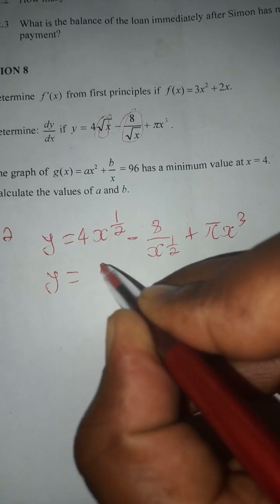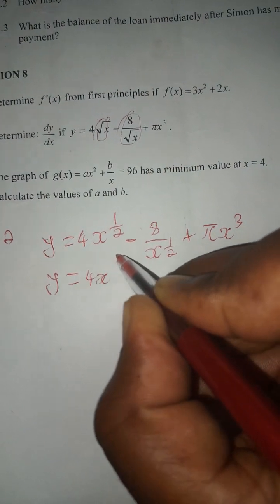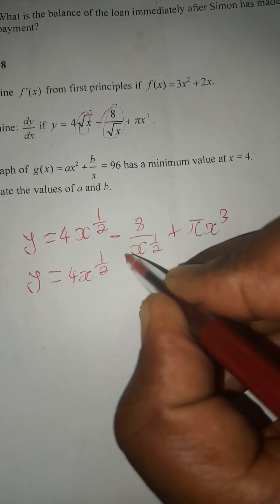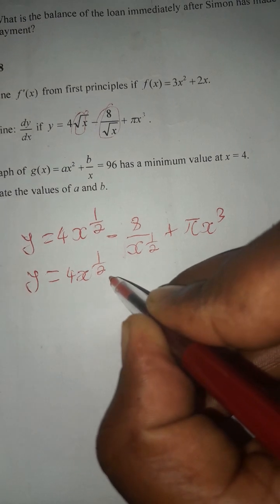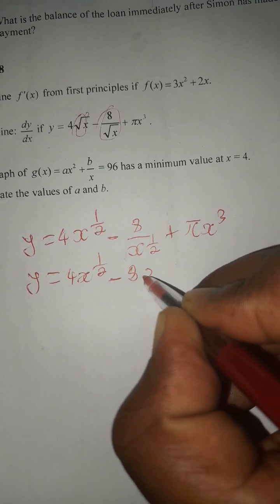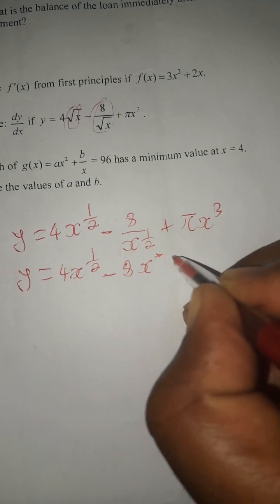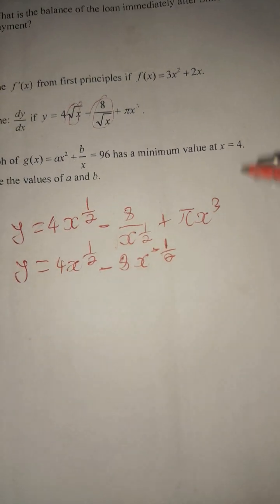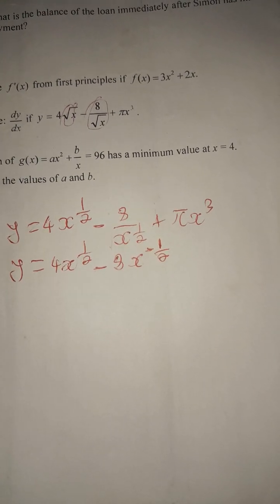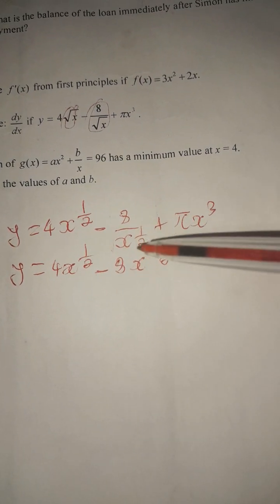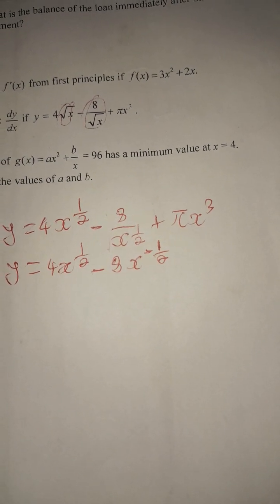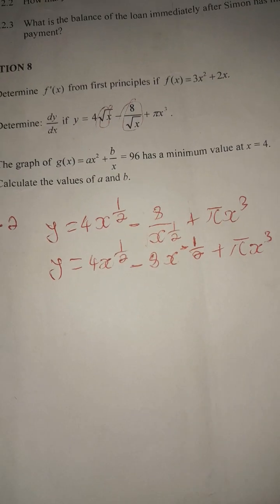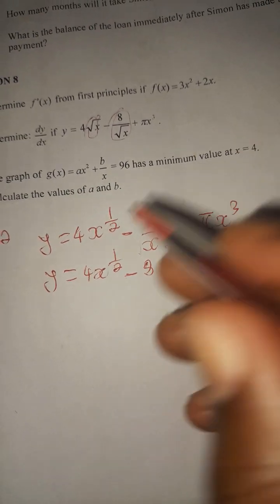So from here, we are on the right track. We have 4x to the power of half. So when it's like this, we divide by the coefficient. 8 divided by x to the half, that will be negative 8. When we take out the division, it's always going to be an inverse, so it will be negative in this case, using the negative law of exponents. So here you must have negative 8x to the negative half, then plus pi x cubed. Right. Are we still on a good track? We're on a good track.